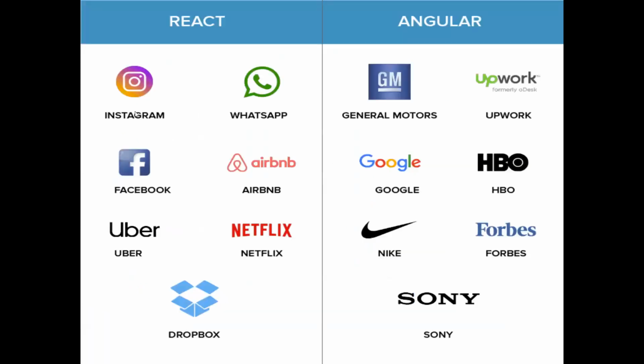Now, what companies use React and Angular? As we know, React was created by Facebook, so all the Facebook applications are created with React, like Instagram, WhatsApp, Facebook, and Airbnb also uses React. Netflix, as we know, uses React heavily. Angular was created by Google, so of course, Google will be using Angular. Some other companies like Nike, Sony, General Motors, and Upwork use Angular.